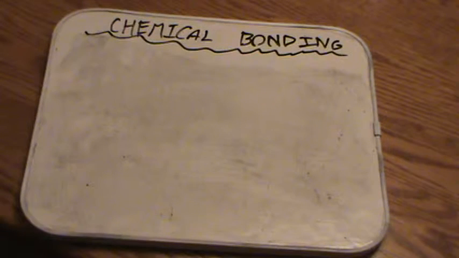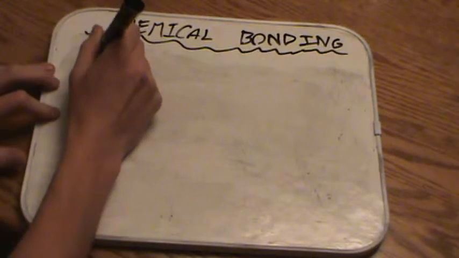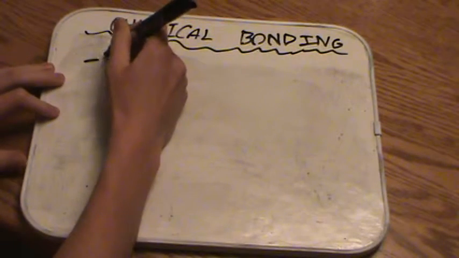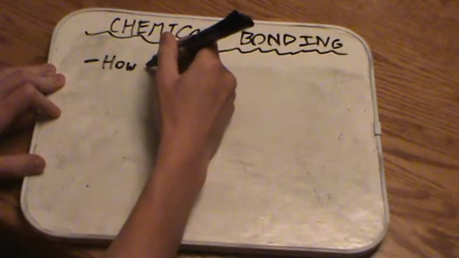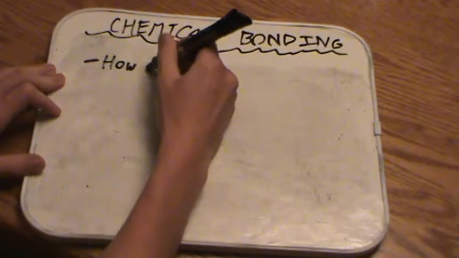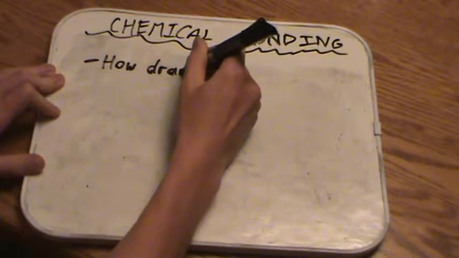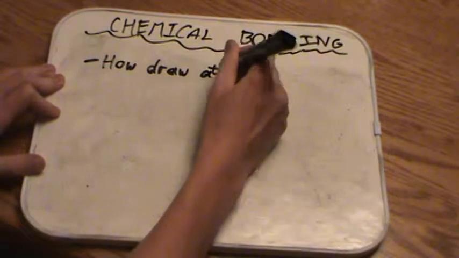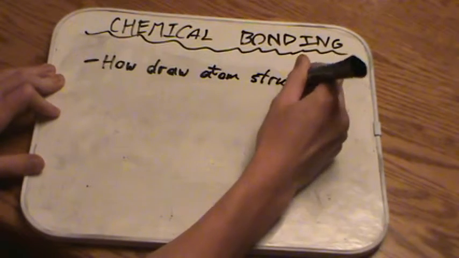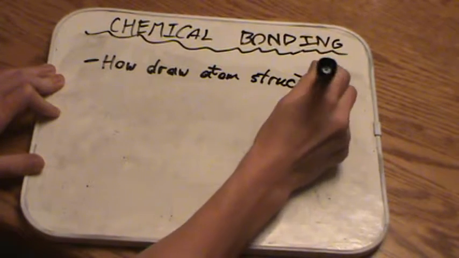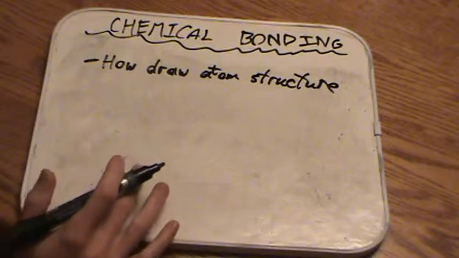So, in our last video we learned about how to draw atomic structure, how to know the number of protons, neutrons, and electrons, how to draw atom structure. So how does this apply to chemical bonding?